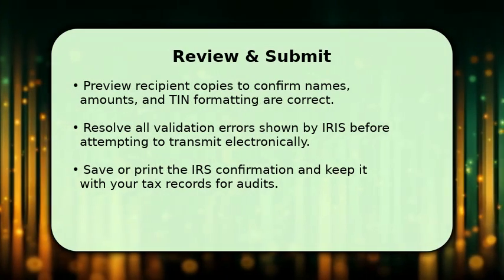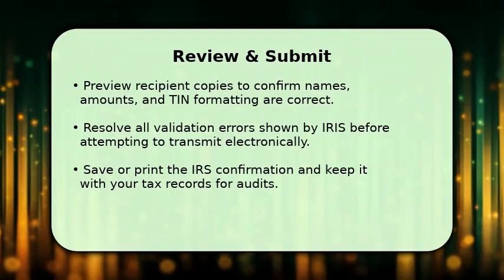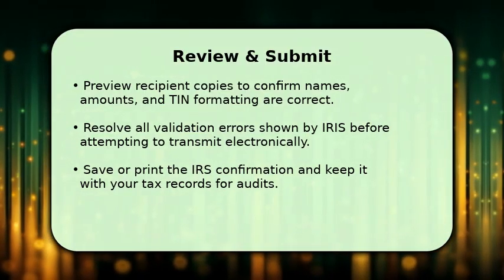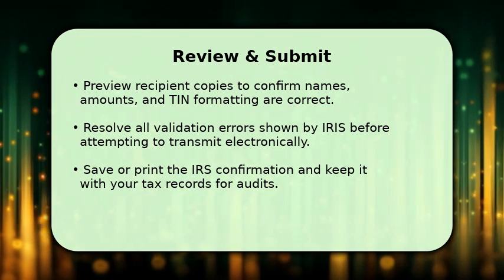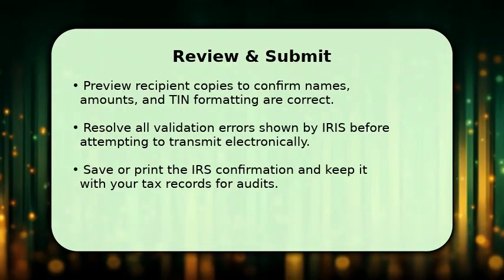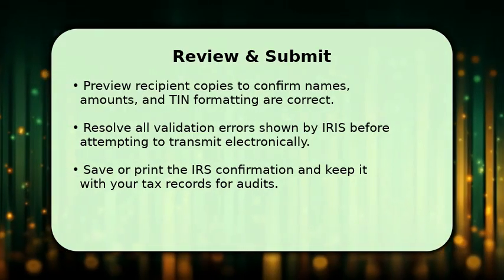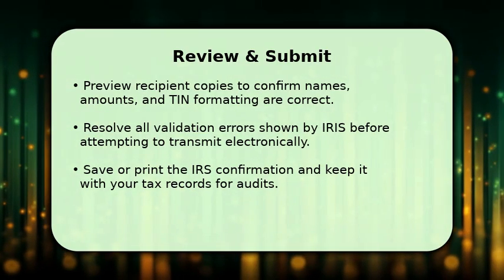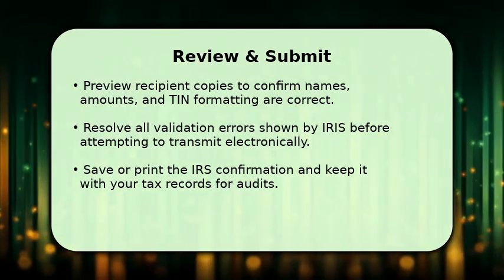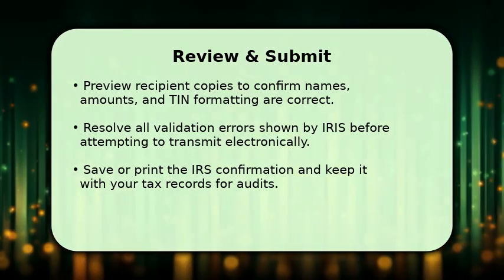Before you transmit, use Iris to preview all filed 1099 NEC forms and inspect each recipient copy for accuracy. Address any validation errors and rerun checks until the system reports no issues. Choose electronic filing and follow prompts to authorize transmission, then wait for the IRS acceptance notice. Download and save the confirmation and any acceptance rejections.